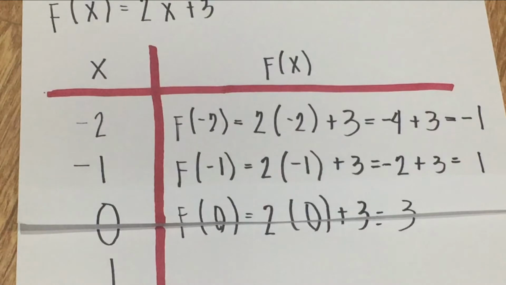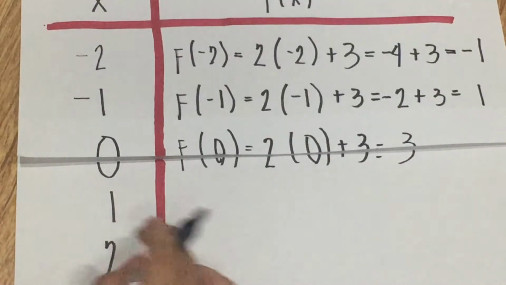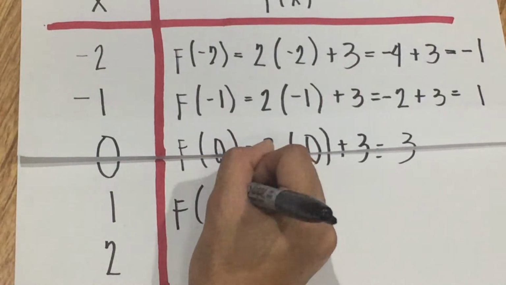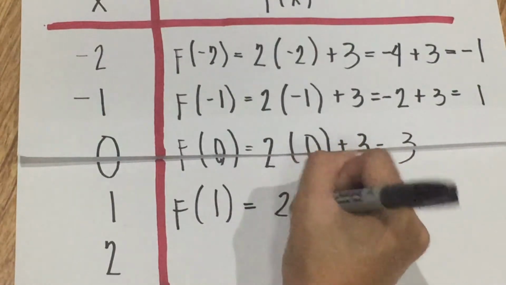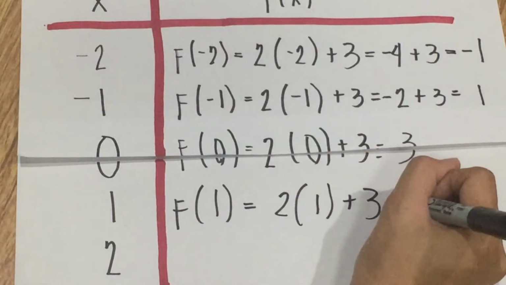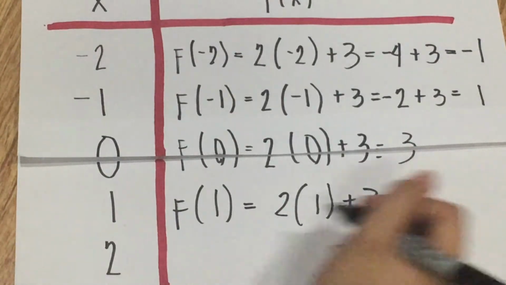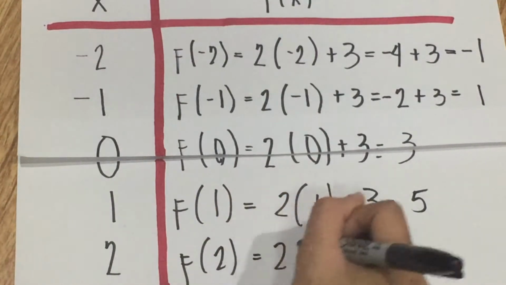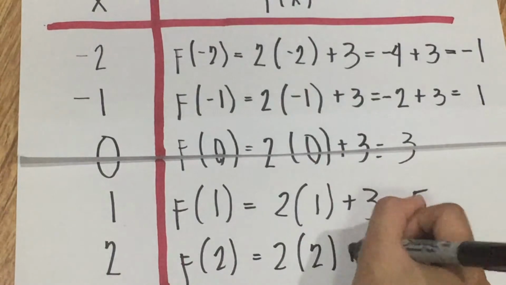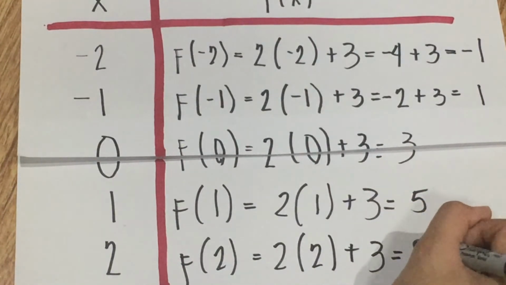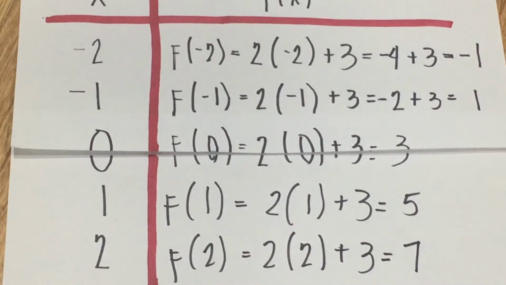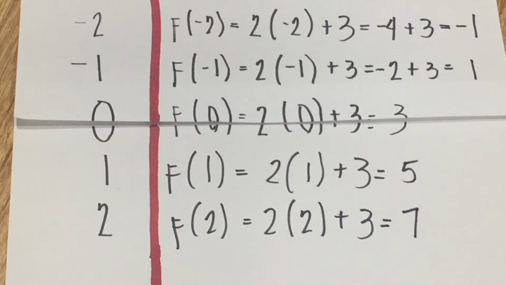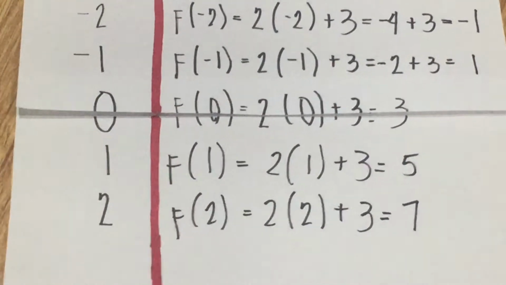And then we can now evaluate x equals 1. So we say f of 1, 2 times 1 plus 3 equals 5. Then for the last value, f of 2 equals 2 times 2 plus 3 equals 7. So there you have it, the f of x and the value of x.